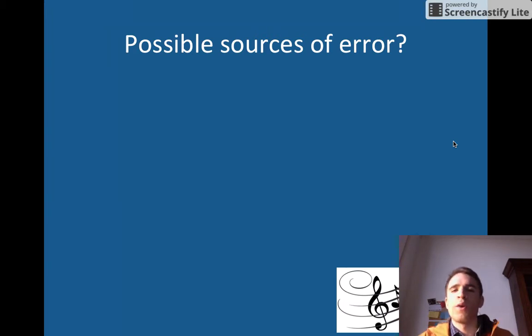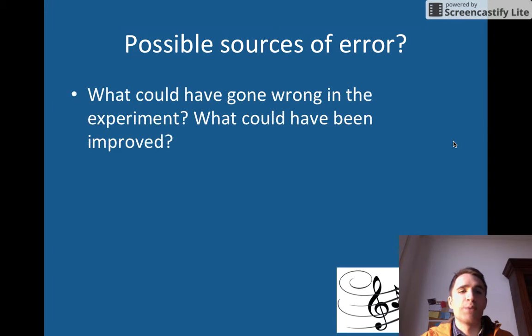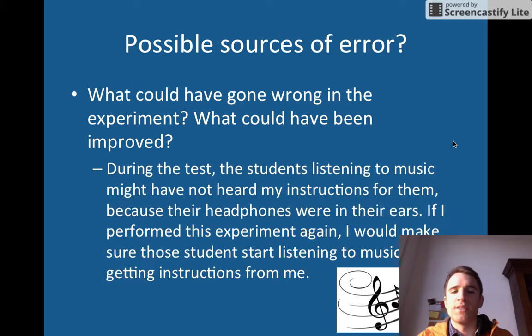Also, it's always important in the conclusion section to talk about any possible sources of error in your experiment. That just means what could have gone wrong, what could have been improved if you did it again. An example with the music one: let's say during the test, the students listening to music might not have heard my instructions because their headphones were in their ears. If I perform this experiment again, I would make sure those students start listening to music after they get their instructions from me.